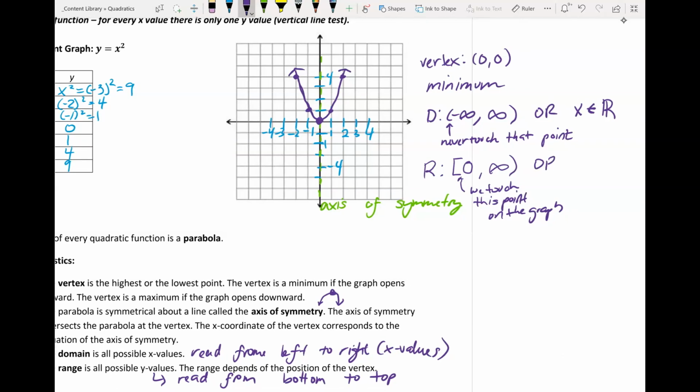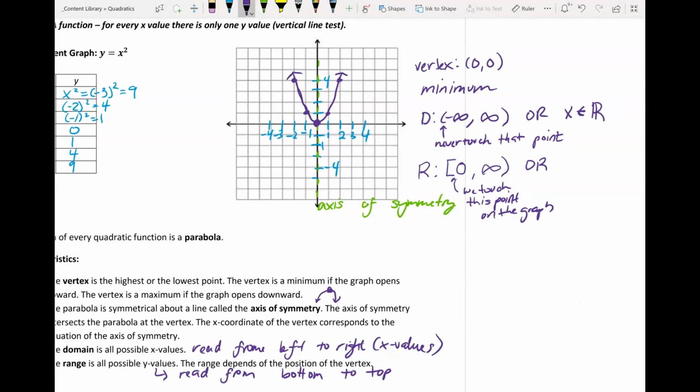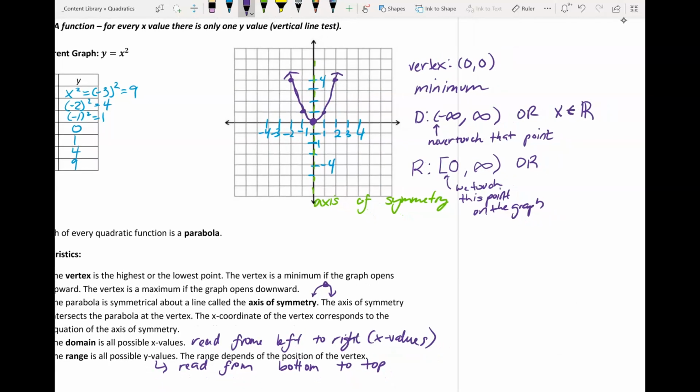If you want to state this in terms of set notation, we're talking about the y values, so we're going to use y now. In this case, y has to be greater than 0 because we don't have any values that are smaller than 0. But it can be equal to 0 as well because that's a point. And then we could say where y is an element of the real numbers.